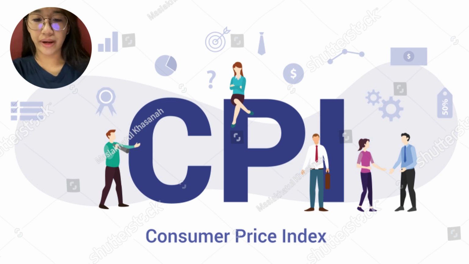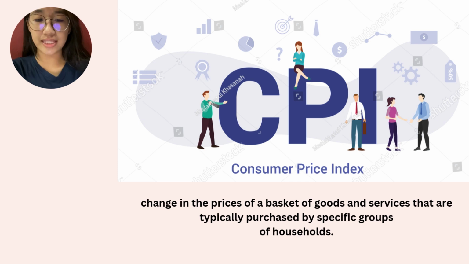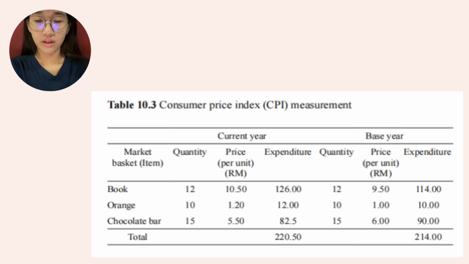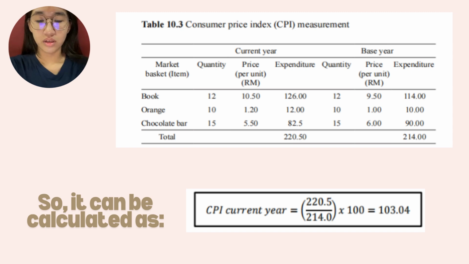Next, inflation measured by Consumer Price Index, which is CPI, is defined as the change in the prices of a basket of goods and services that are typically purchased by specific groups of households. CPI can be measured by using this formula. Let us have a look at Table 10.3. The total expenditure in the current year and base year are 220 ringgit and 50 cents and 240 ringgit respectively. It's the reference price for comparison with another year. The base year index is 100. So it can be calculated as.